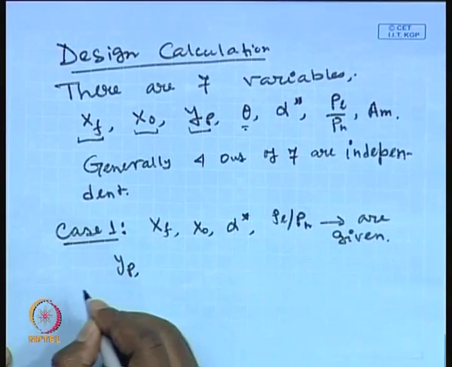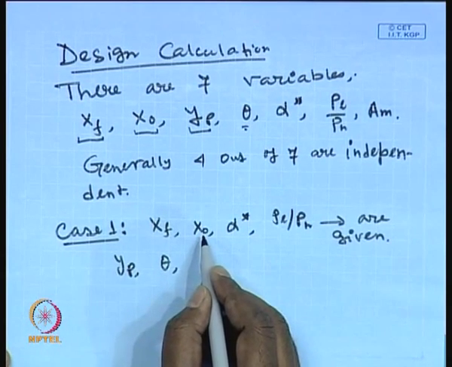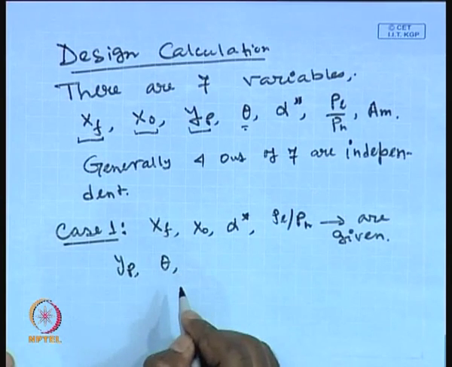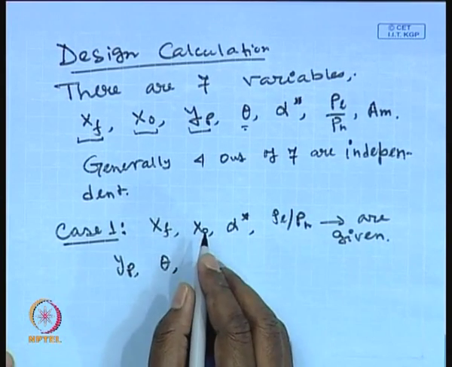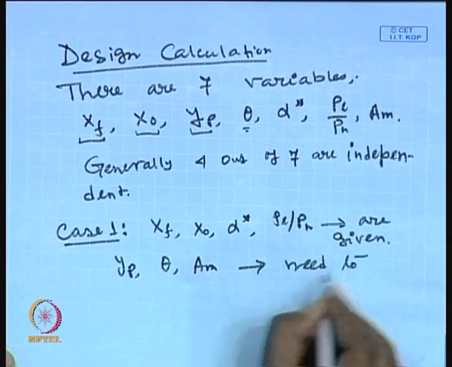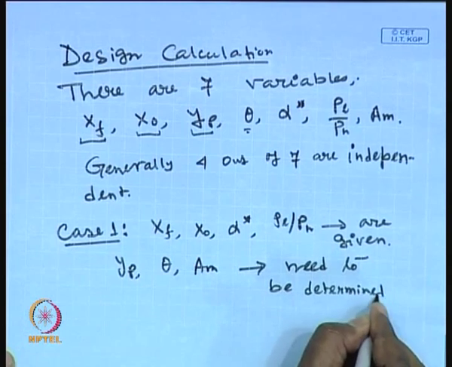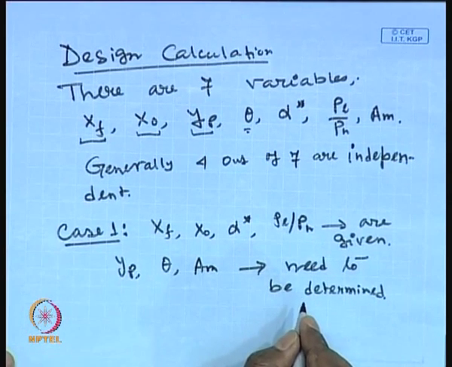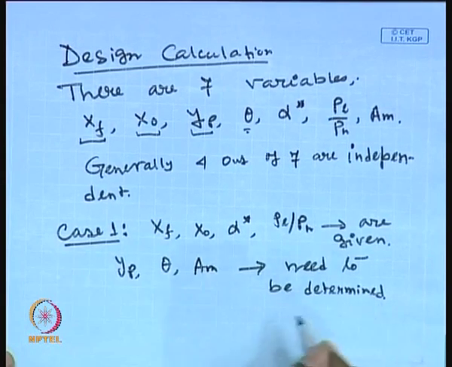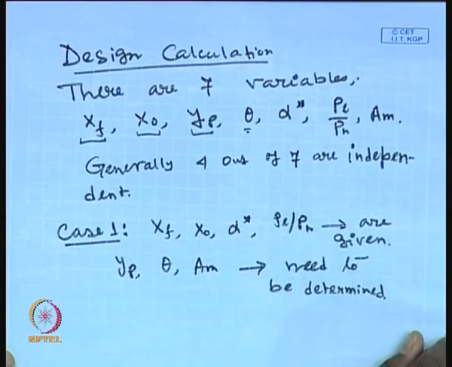Once you have that, then we are going to estimate what are the permeate quality y p and what is theta, the mole fraction. If you set the reject quality x naught, then what will be the required value of theta that we are going to get. Theta and A m need to be determined. There are four parameters given and 3 parameters you are going to estimate, so that you can really design the whole system.